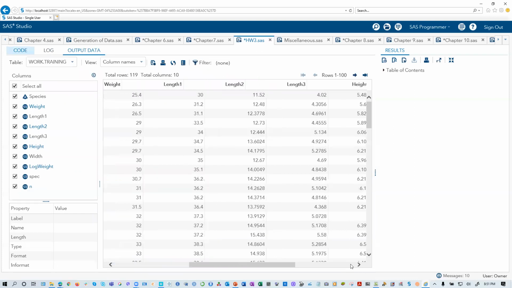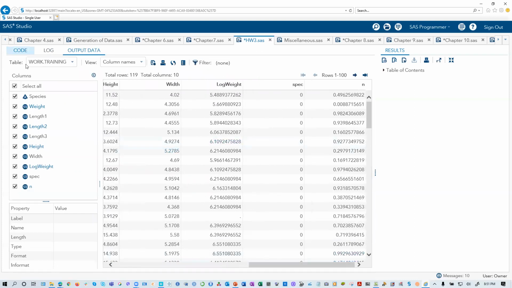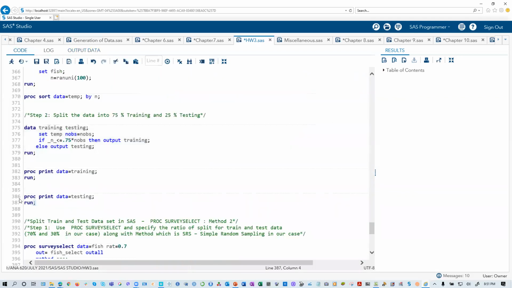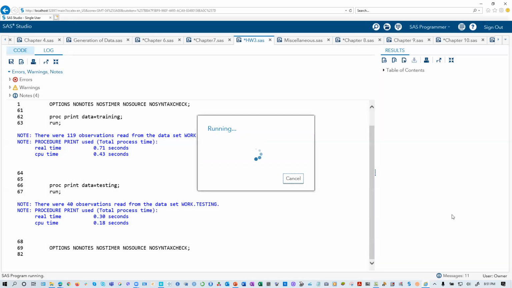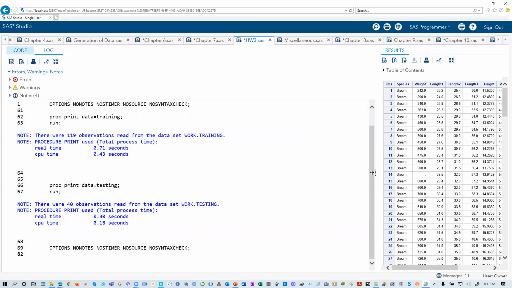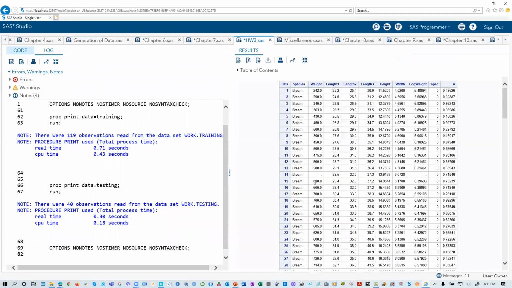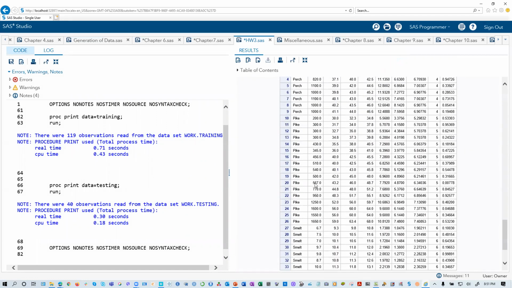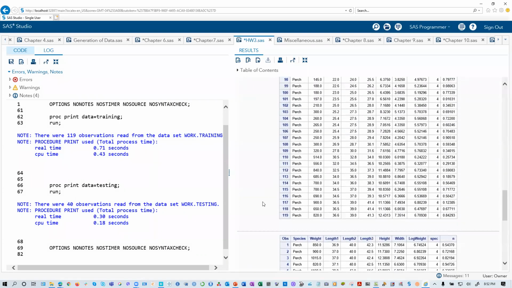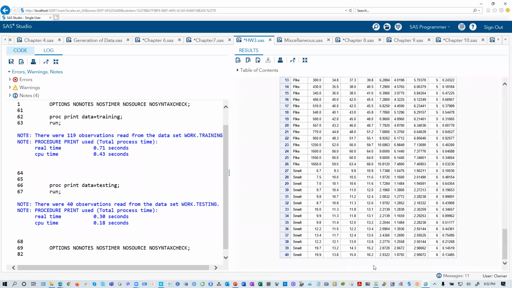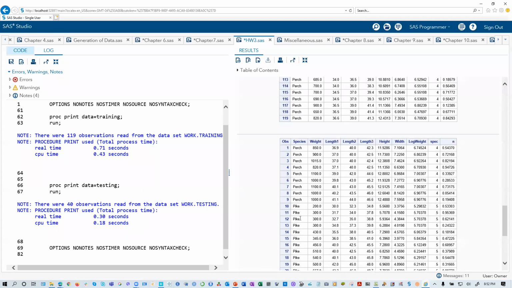It still doesn't show anything here, so we see pretty much the same thing. But if you print those two separately, you can see which ones go to testing and which go to training. It's a training sample. The second one is the testing sample. This one has 119, this one has 40. That's one way of getting this done.